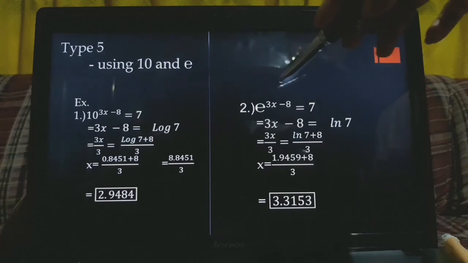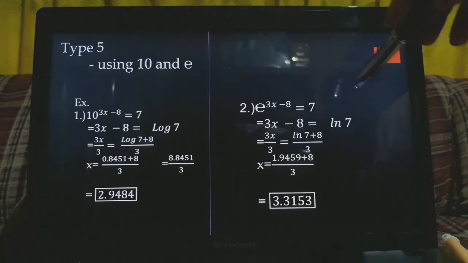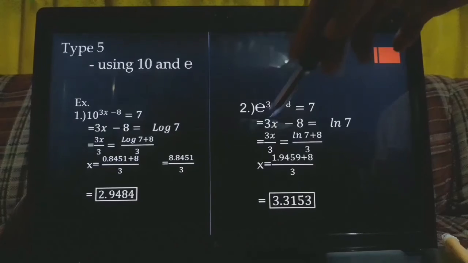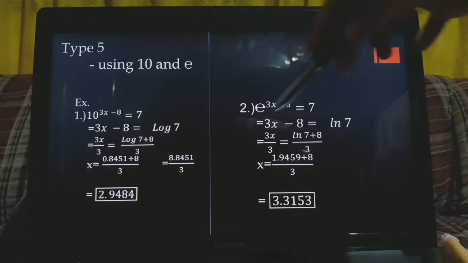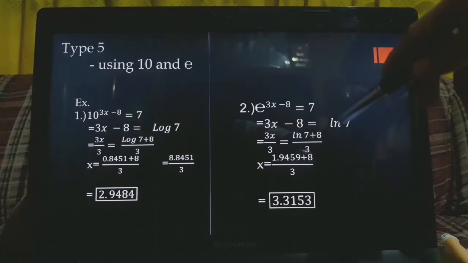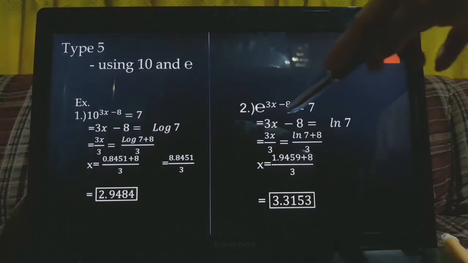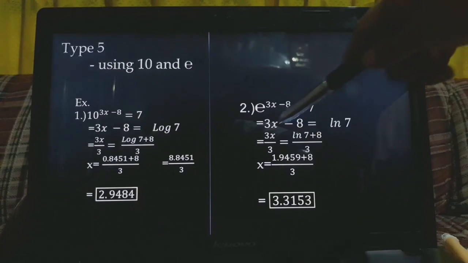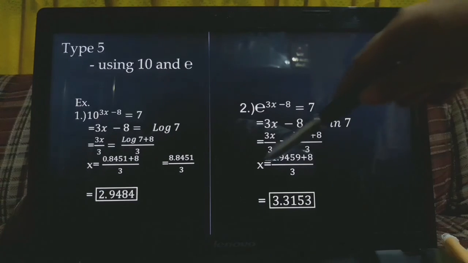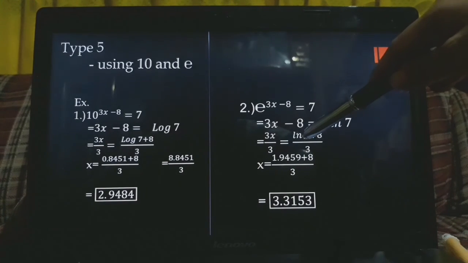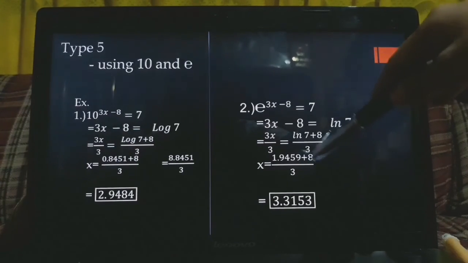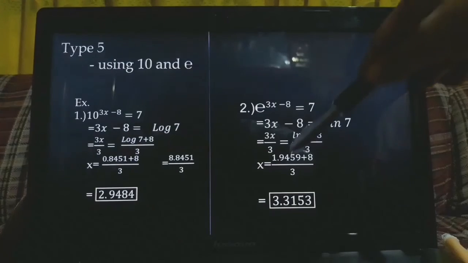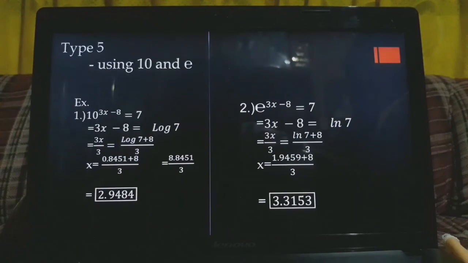Next, E raised to 3x minus 8 is equal to 7. Remember that E is represented as the natural log or ln. So 3x minus 8 is equal to natural log of 7. Again, transpose this one. 3x is equal to natural log of 7 plus 8 divided by 3. So x is equal to, input this on your calculator, then the value is 1.9459 plus 8. Simplify, then the final answer is 3.3153.